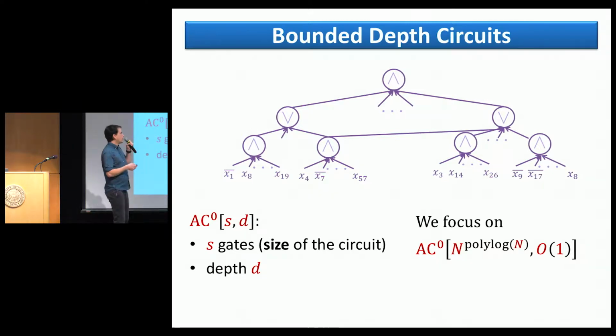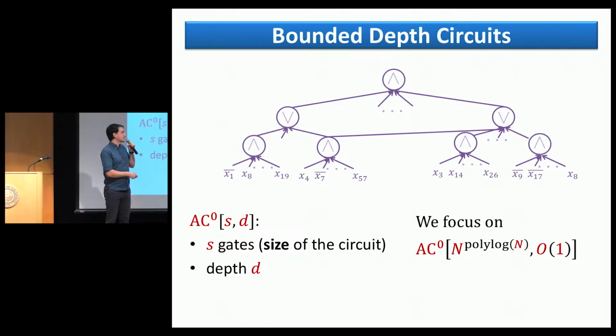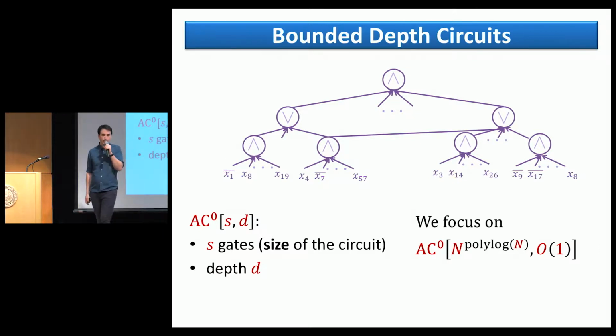The two parameters that I would keep in mind are S, the size of the circuit, or the number of gates that I see here, and D, which will be the depth, or the number of layers of gates here. Here the depth would be 3. The parameters that I'm focusing on are when the depth is a constant and the size is n to the polylog n. Why do I care about these parameters in particular? This is what you would get if you translate a language in PH to a circuit.